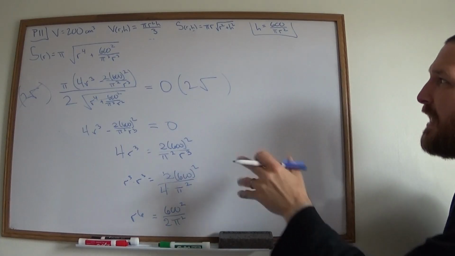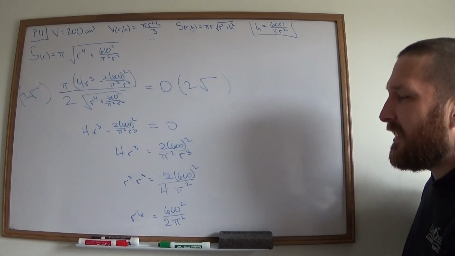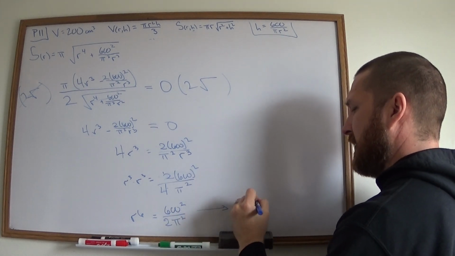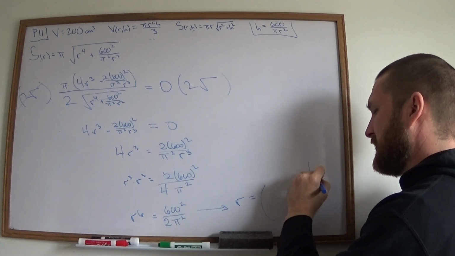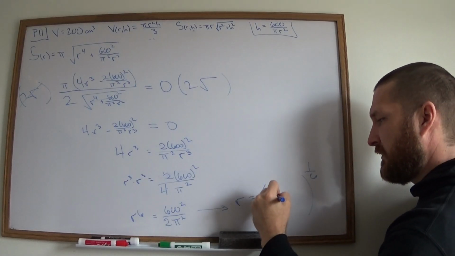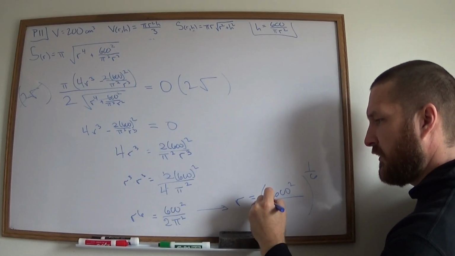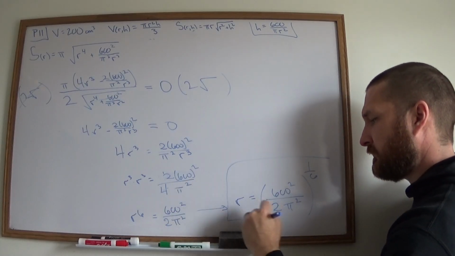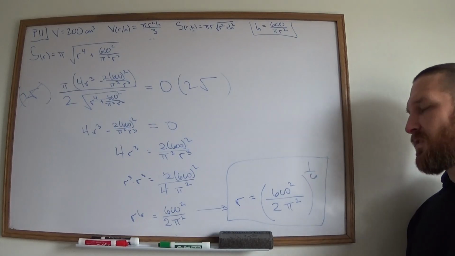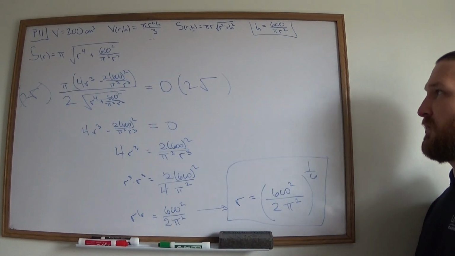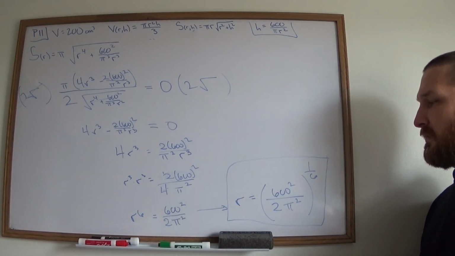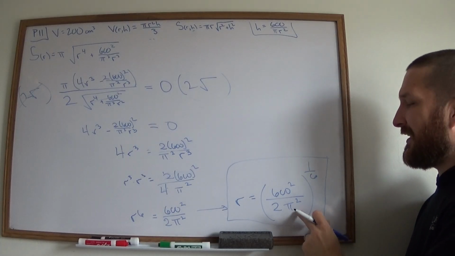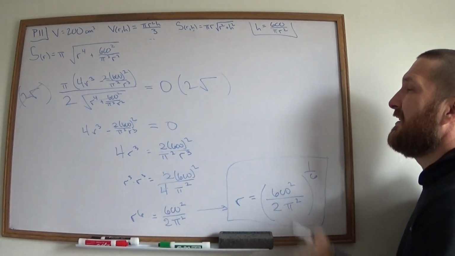That's what that is. Now we need to get the r by itself. Take the 6th root of both sides to get r is equal to the 6th root of 600 squared over 2 pi squared. So that's one of the dimensions that minimizes this. So then the other one is going to be what I get when I plug this into here.